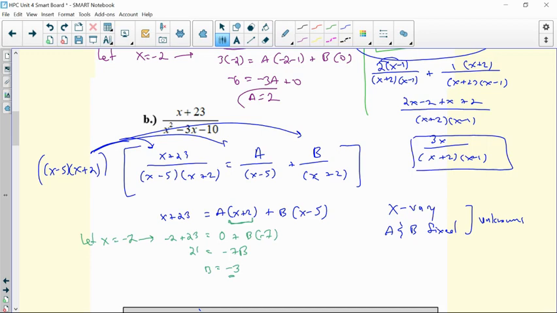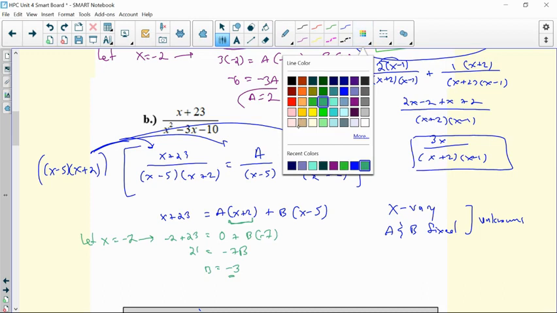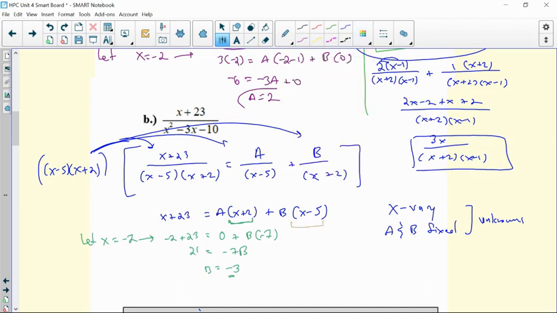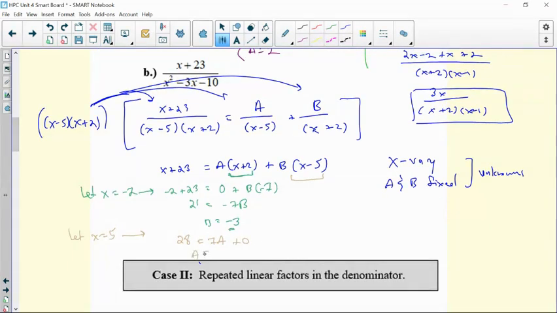Now, the other nice x we could choose would be 5. So if I choose 5, right there, that'll go to 0. So let's let x equal 5. So now 5 plus 23 is 28. And then 5 plus 2 is 7, so that's 7a plus 0. So that means that a is 4. So I have my a, I have my b.